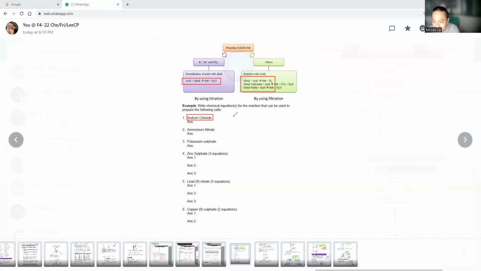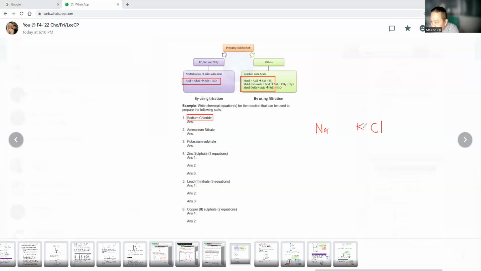You want to prepare sodium chloride, right? So chloride and then sodium. This example asks you to write the equation for a reaction that can be used to prepare this kind of salt, right?